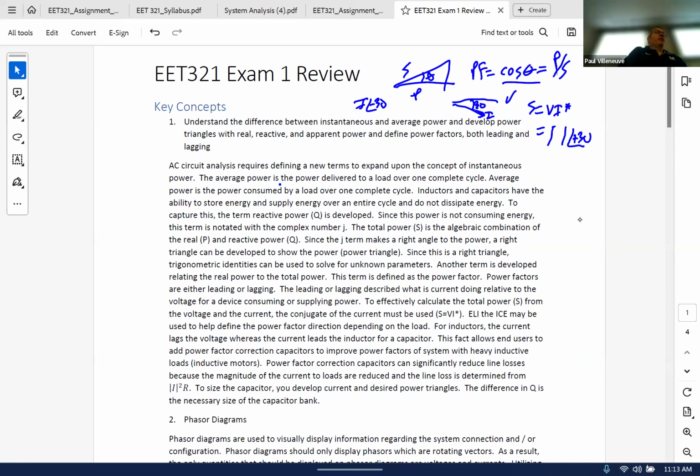You will have a little bit of delta-Y conversions, not transformers, but converting loads from delta to Y, which is just whether I multiply or divide by 3. And there is a problem on the test where it behooves you to do a delta-Y conversion.